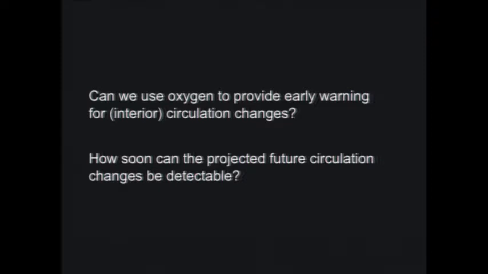And how soon can the projected future circulation change be detectable? We also argue that as soon as we see a persistent long-term trend of forced deviations from the natural variability, we should be able to detect the circulation change using oxygen.